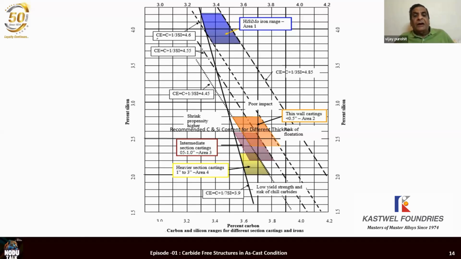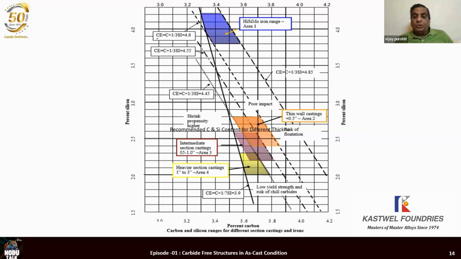So thin wall castings, carbon flotation will occur if you go beyond 4.6 carbon equivalent, which is carbon plus 1/3 silicon. The left hand side remains the same. Carbon plus 1/7 silicon should be more than 3.9. Now look at the orange figure on the top.